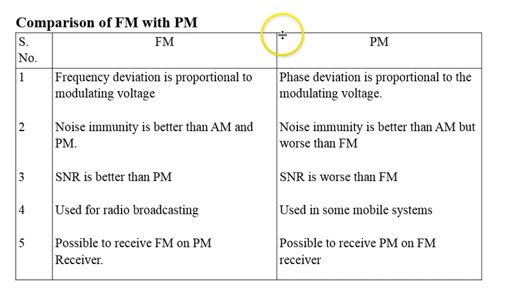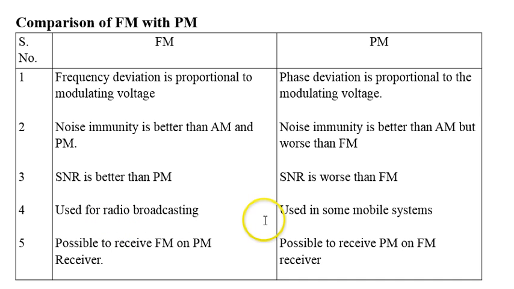Now we can compare FM with PM. We can notice the difference between frequency modulation and phase modulation. Frequency deviation is proportional to the modulating voltage in the case of FM, and phase deviation is proportional to the modulating voltage in PM. Noise immunity of FM is better than AM and PM. That means FM has the best noise immunity even compared to phase modulation, and definitely above AM. The noise immunity of phase modulation is better than AM, but not better than FM. The signal to noise ratio of PM is worse than FM.